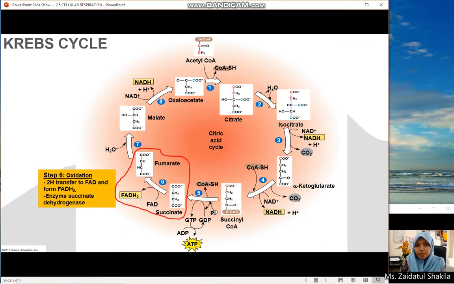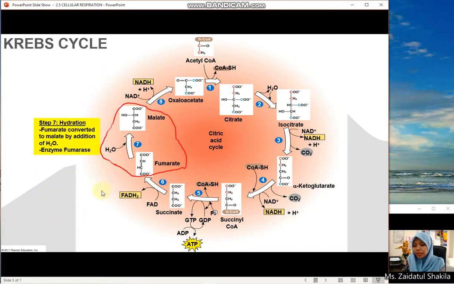The next step, step number 6, is the oxidation of succinate to form fumarate. Fumarate has 4 carbon atoms. So succinate is oxidized by losing electrons and hydrogen ion, while FAD is reduced by gaining and receiving electrons and hydrogen ion from succinate forming FADH2, and this reaction is catalyzed by succinate dehydrogenase.